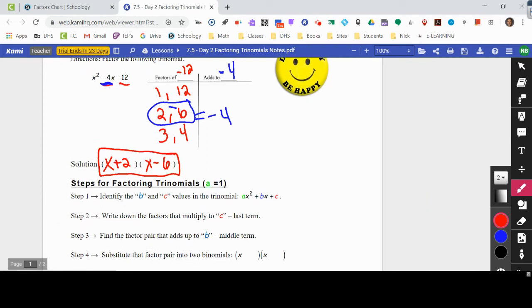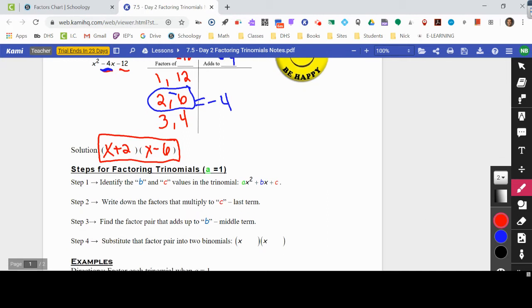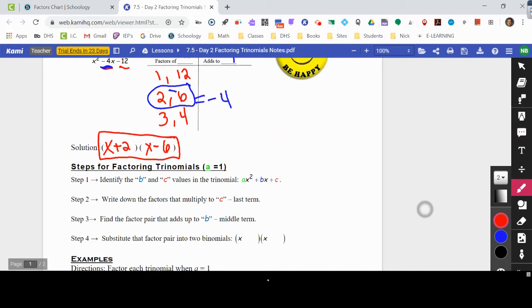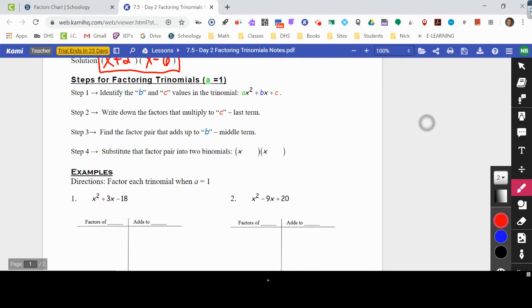So these are going to take a little more thinking to figure out, and a little bit more time. But again, you have the time, you have the resources, you have the tools. You have the calculator and you have your factor chart to use. And always we're going to substitute that factored pair into 2 binomials, 2 sets of parentheses with an x and another x. So let's do some example problems.